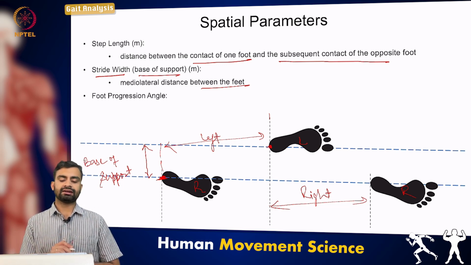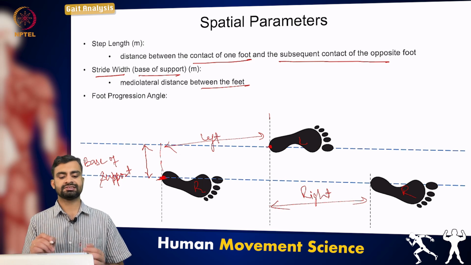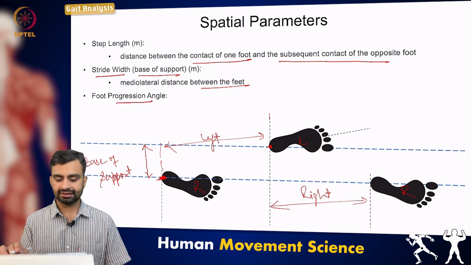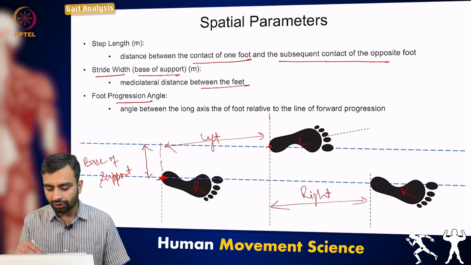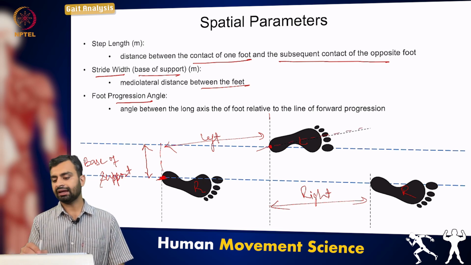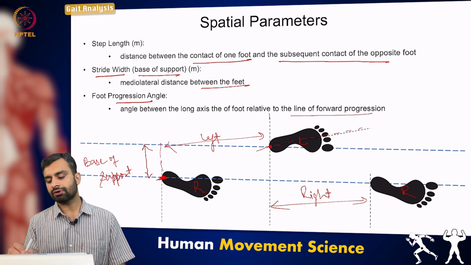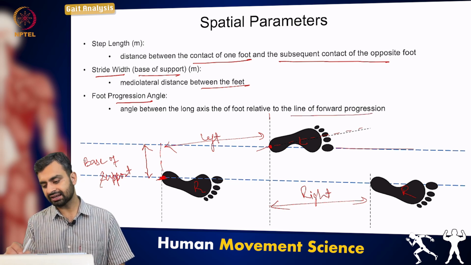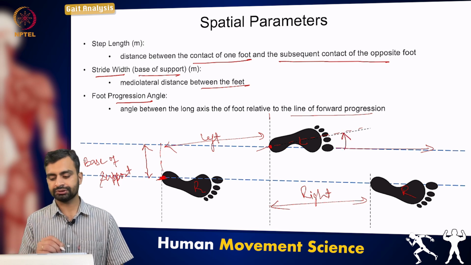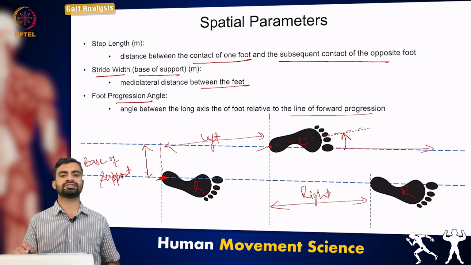Another important factor from spatial parameters is your foot progression angle. So it is nothing but the angle between the long axis. Over here, we draw the long axis of the foot and the line of forward progression. So if this is the line of forward progression, the angle between these two is known as your foot progression angle.